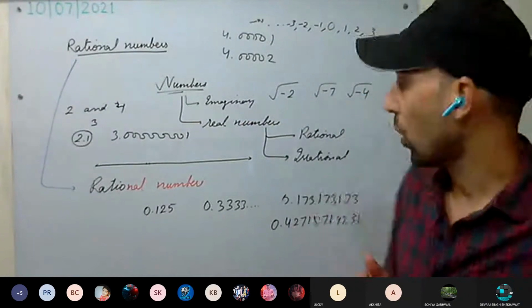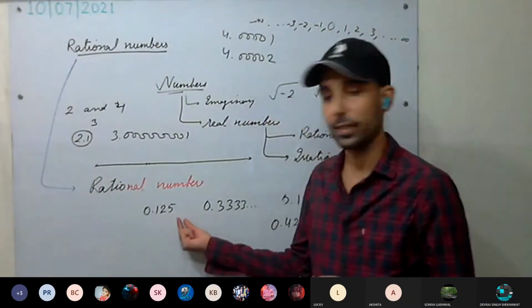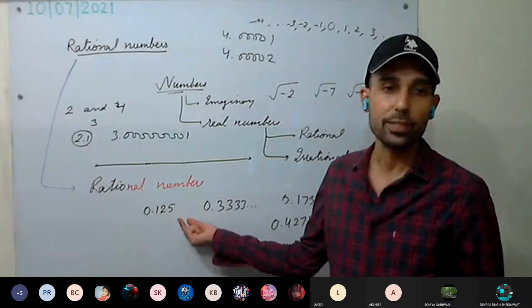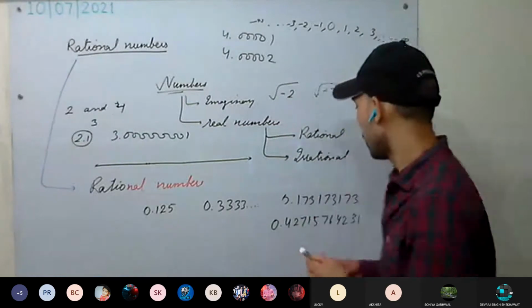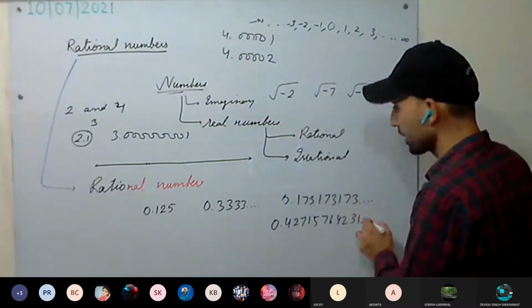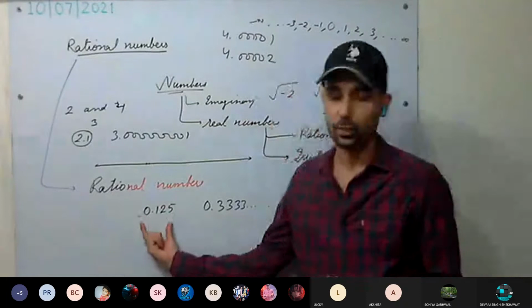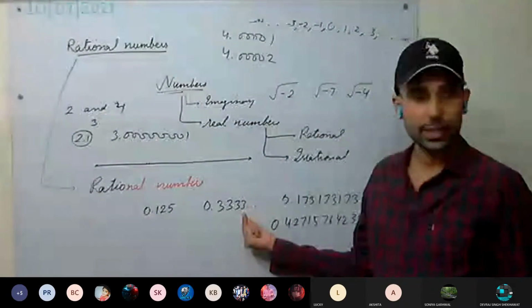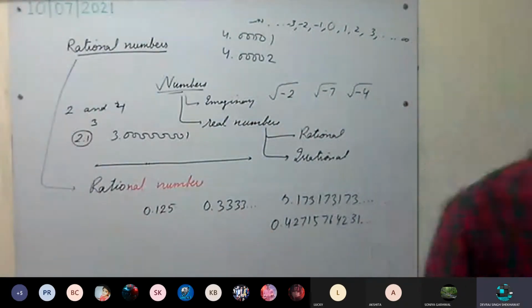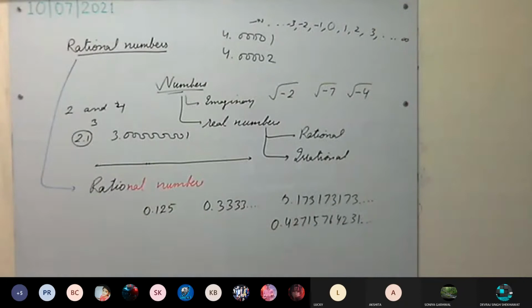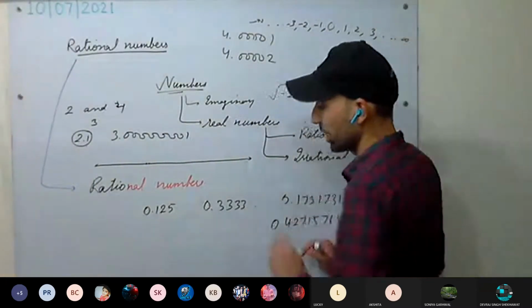Okay. See here, all the terminating decimals are rational numbers. So it's a rational number. If it's non-terminating, it's not a rational number? No, we have to check one more thing then. All the terminating numbers are rational numbers.